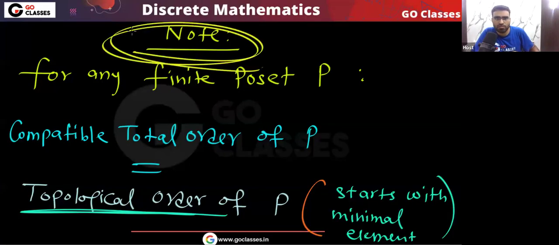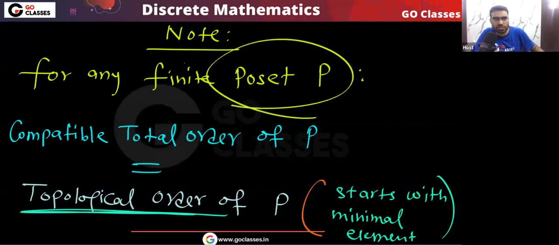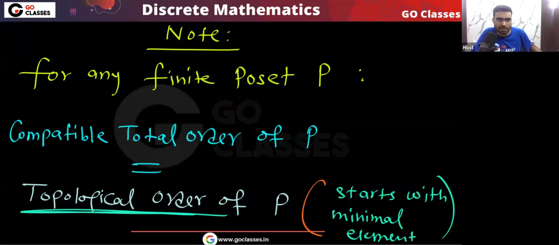So this is the note. This is very important: for any finite POSET, if I give you any finite POSET and I ask you what is the compatible total order of this finite POSET, then that is the same as the topological order of this POSET. Okay, very simple. These two things are the same. So in the GATE exam, if they ask you the compatible total order of P, that is the same as the topological order of P. And remember that to find the topological order of a Hasse diagram, you need to start with the minimal element.